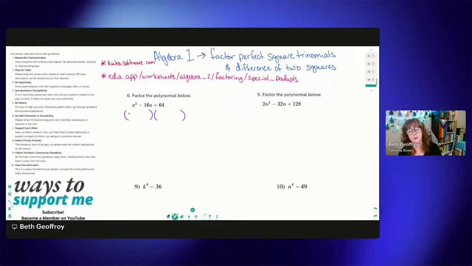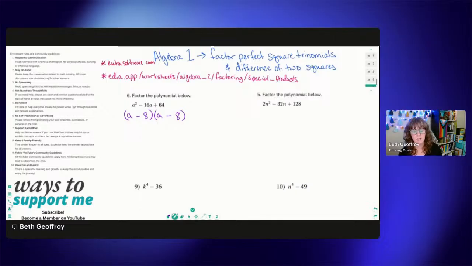A squared we know is going to be a and a. So we've got those in each of our two sets of parentheses. 64 is 8 and 8, like we talked about already. And then 16 is 8 plus 8, but then negative 16 is negative 8 minus 8. But that still works, even though we have those two negatives, that still works for our positive 64 here at the end, because a negative 8 times negative 8 does give us a positive 64.